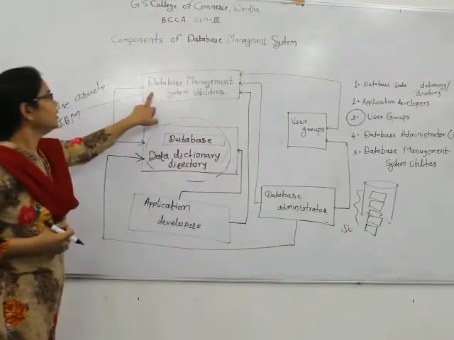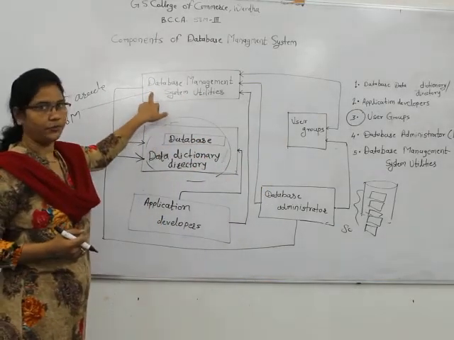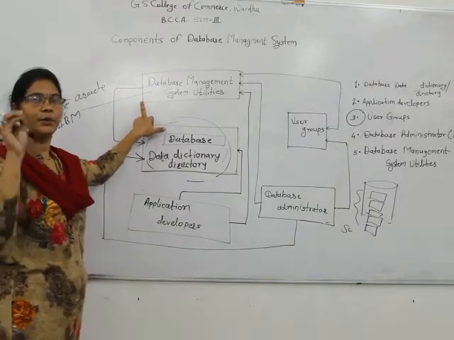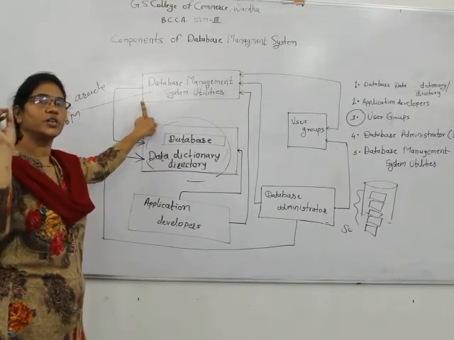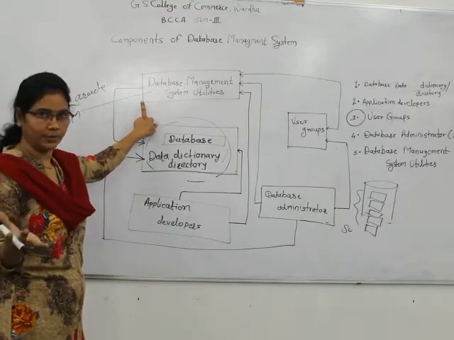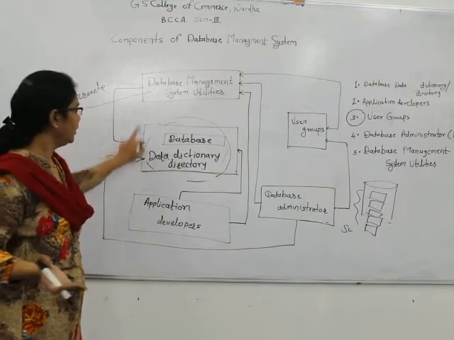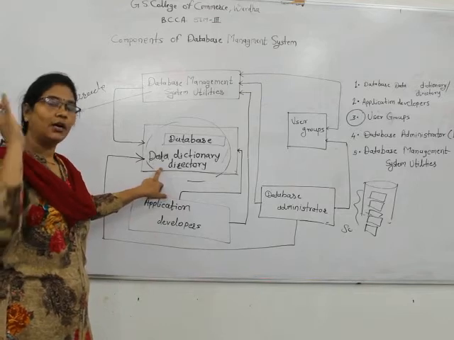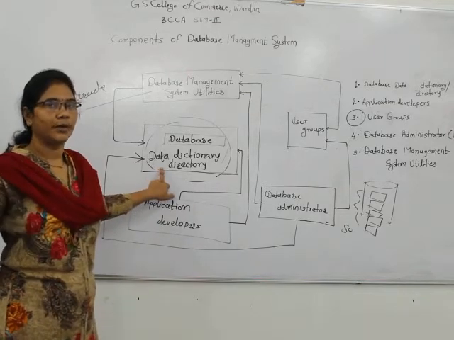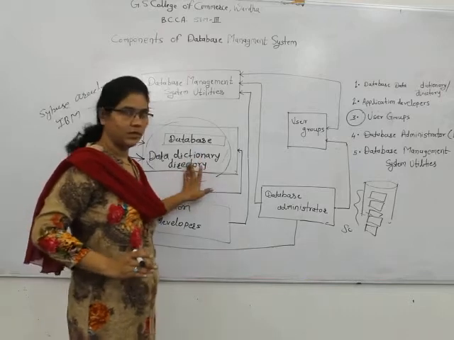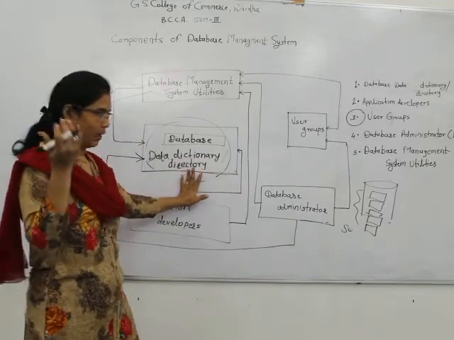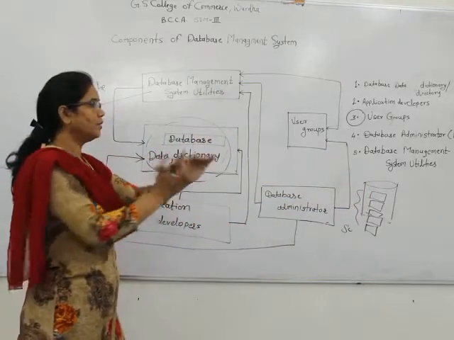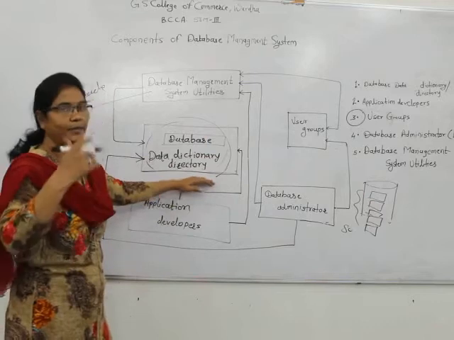The first component of the database management system is the database management utilities. These are the languages or tools which are used to create our database or manage our database. The database dictionary or directories are nothing but the data about the data. It is also called metadata. Basically, this is used to extract the data from the database by the metadata.